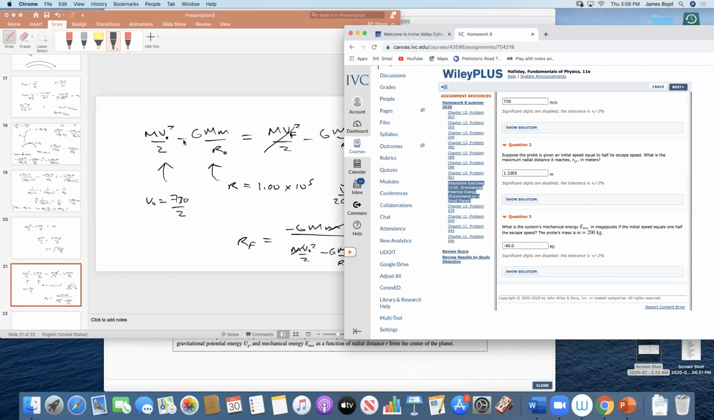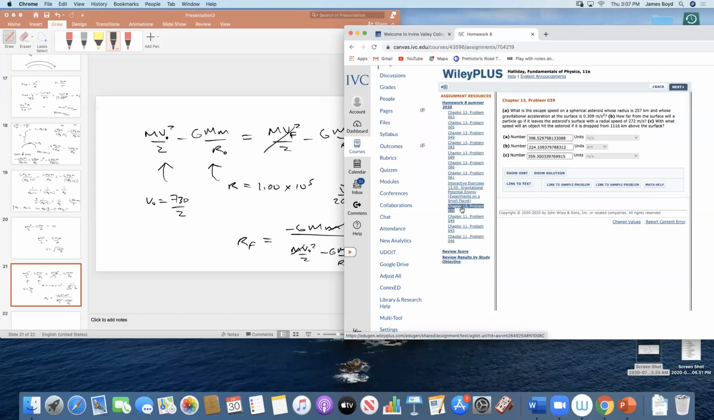Mega means 10 to the 6th. So the answer is going to be in 10 to the 6th. It's negative because it has negative potential energy due to gravity that you have to get rid of. You have to put work in to escape gravity. All good. Final question. All right.